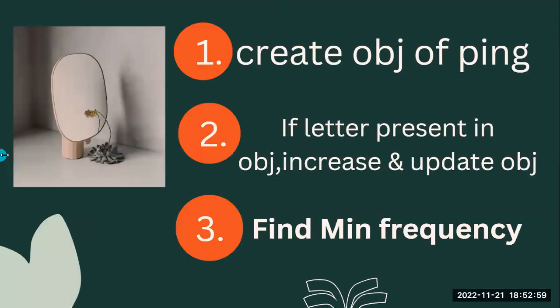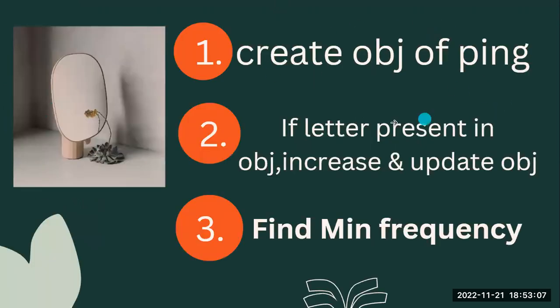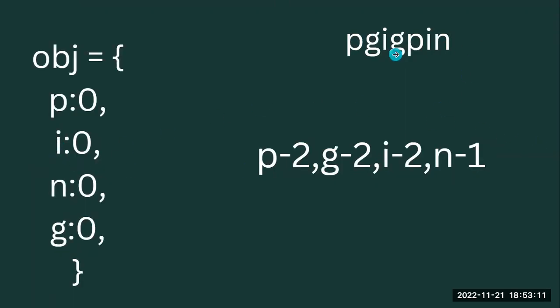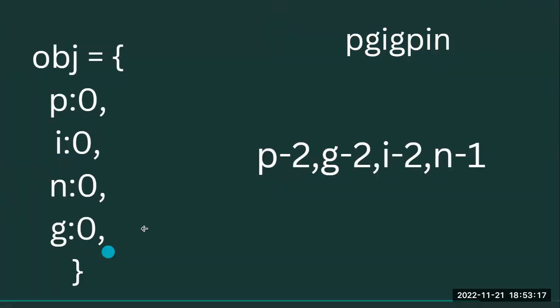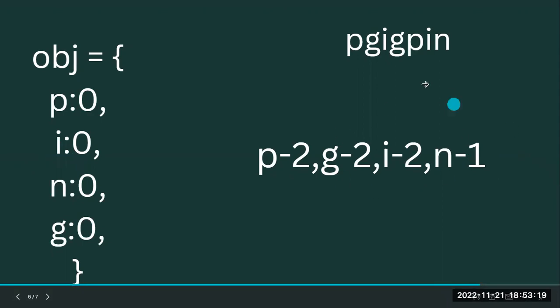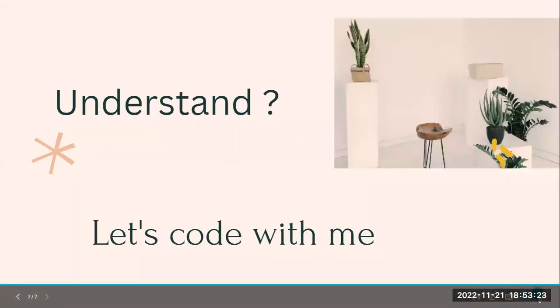Understand? So what we have to do? Create an object of ping, iterate over the string, and if the letter is present in the object, increase it by 1, and find the minimum frequency. Whichever is minimum, that many pings we can create. Understand? Let's go for the code.